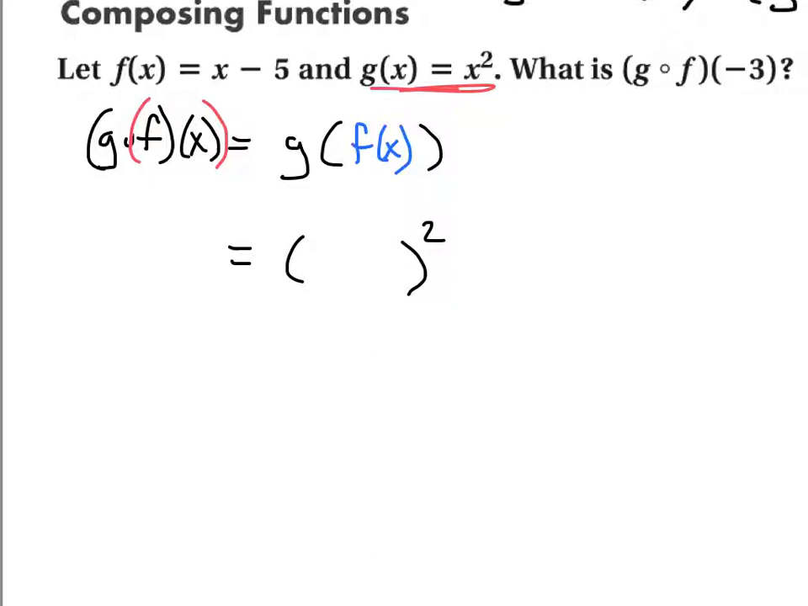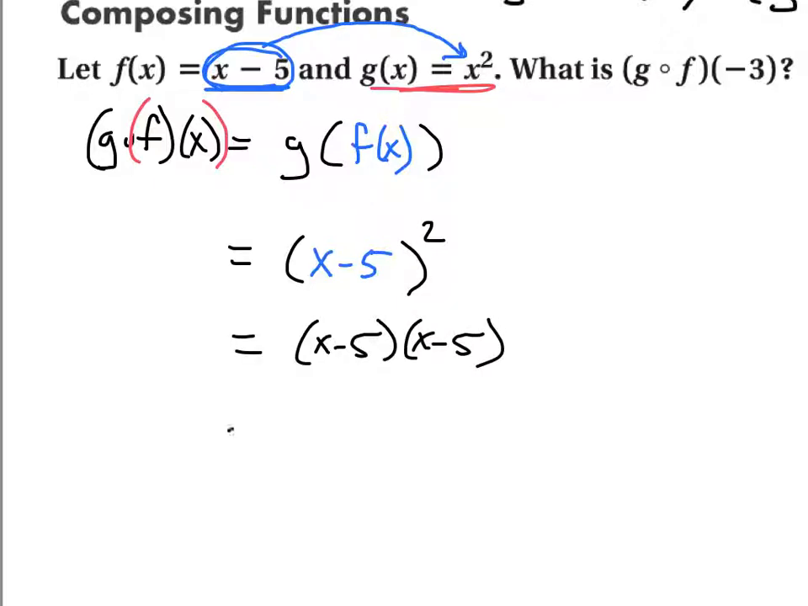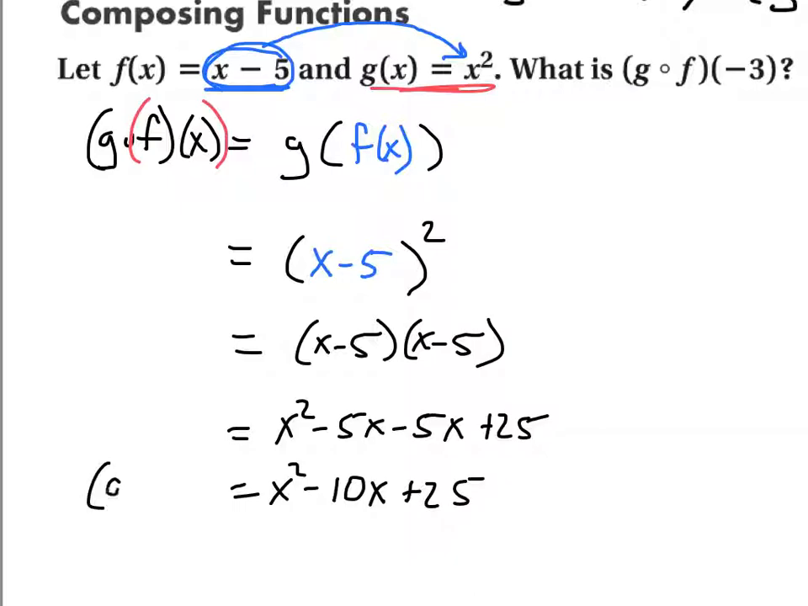Now I need to substitute my f of x function into it. And f of x is x minus 5. So I'm literally plugging one function into the other function. I am taking my f of x function and I'm plugging it in for x in my g of x function. Okay? And that's it. Now I can FOIL that. Now I can take x minus 5 times x minus 5, which is x squared minus 5x minus 5x plus 25. So x squared minus 10x plus 25 is g of f of x.